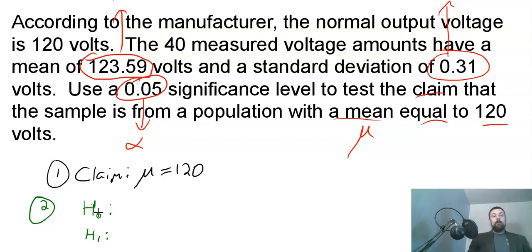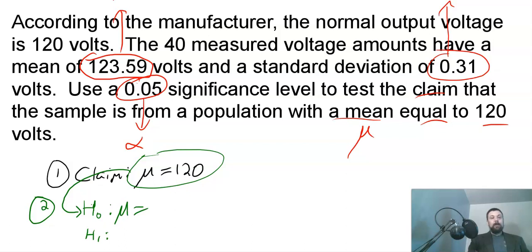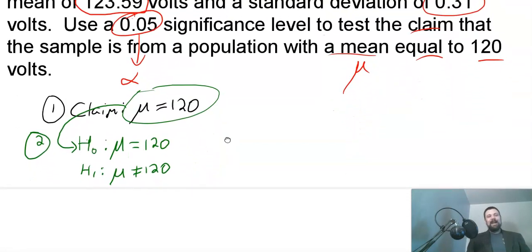So the claim has to become one of these. The null has to have equality, and the alternative and the null have to be opposites of each other. So if the claim has equality in it, then it must become the null hypothesis, at least initially. And then sometimes we will have to simplify. But this time, we don't even have to simplify. It's exactly what we want it to be. So the claim becomes the null, which is that mu is equal to 120. And then the alternative will be the opposite of that. So the opposite of equals 120 is not equal to 120. Right? And so there is our null and our alternative hypothesis.